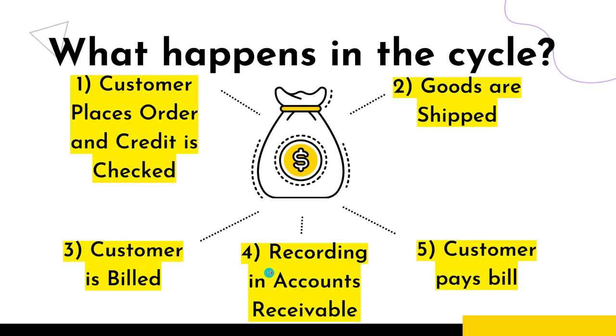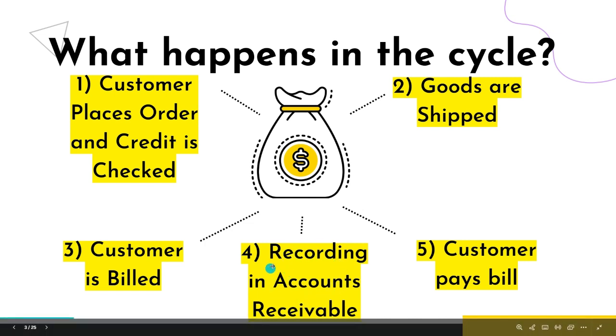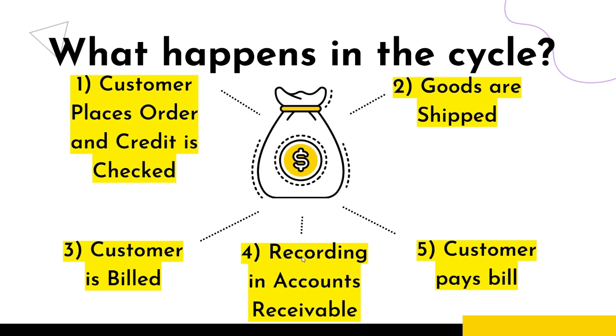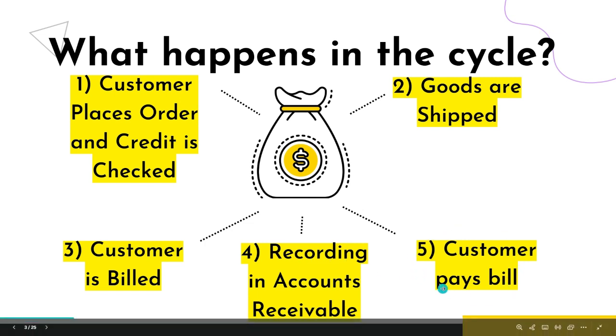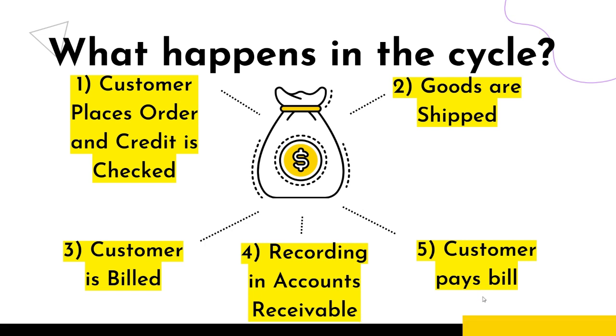Then we move into recording in accounts receivable. The company is going to record that invoice in its accounting system under accounts receivable to show that that customer owes us money. Then in step 5, the customer is going to pay their bill. We talked about this briefly in chapter 6 when we were talking about cash receipts. But essentially, when the customer pays, the business is going to deposit that cash in the bank and clear out the accounts receivable entry to show that they no longer owe that money.